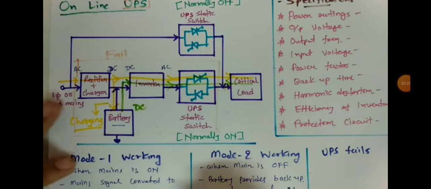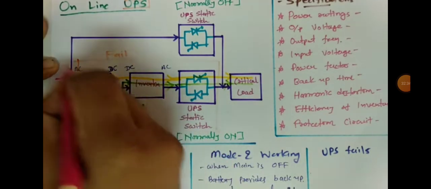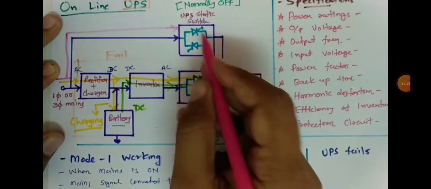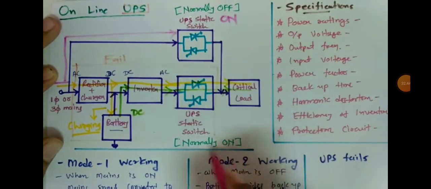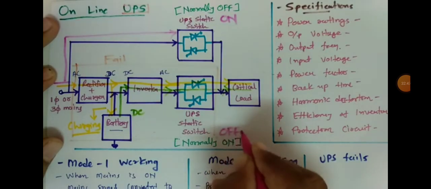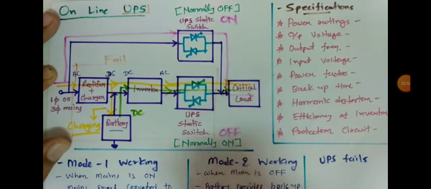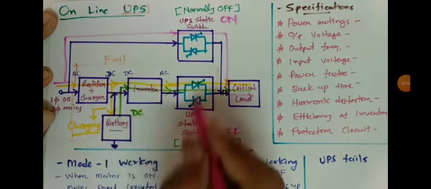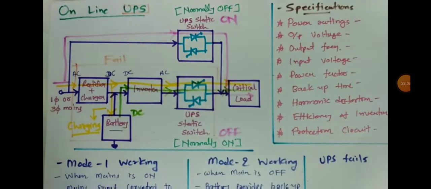For that there is one condition here. The three-phase supply is passing over here, and this normally off switch is getting on, and this normally on switch is getting off. So now this signal will pass through this switch and it will be delivered to the critical load, and during that time we can have maintenance of this circuit.